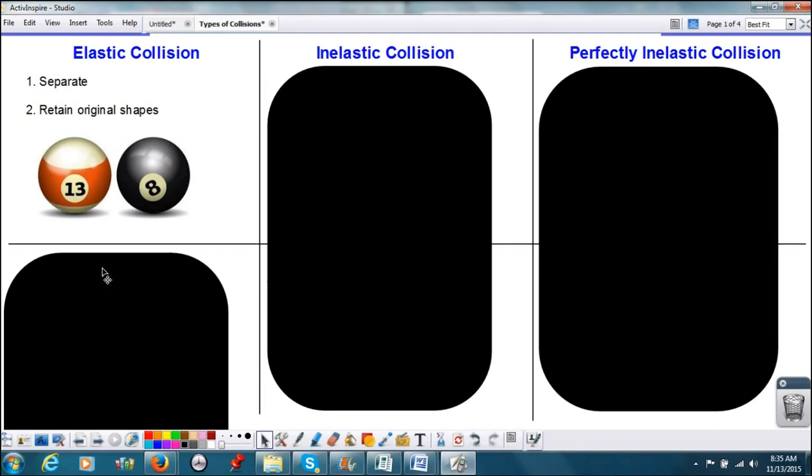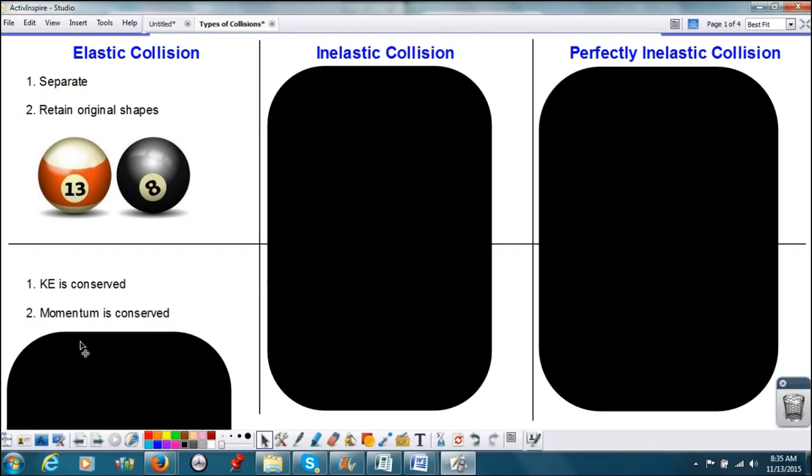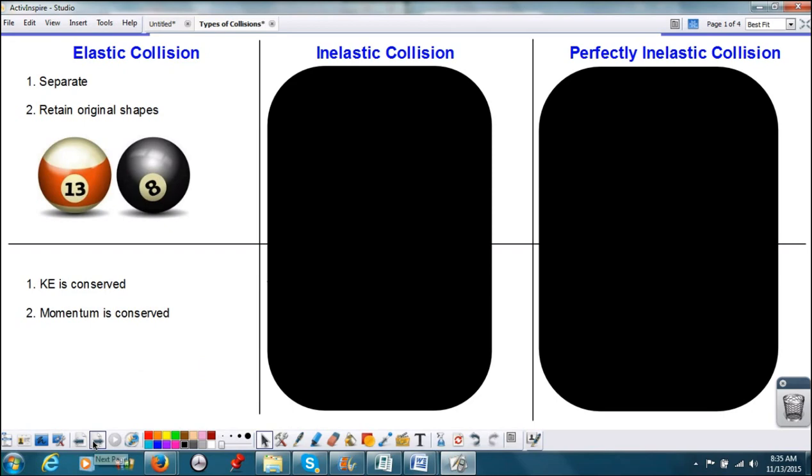So what happens? What do we know? Well, if there's an elastic collision, then kinetic energy is conserved. So the total kinetic energy beforehand is equal to the kinetic energy afterwards. Also, momentum is conserved. Now, we say that if they separate and they retain their shape, then they are elastic, and kinetic energy is conserved.